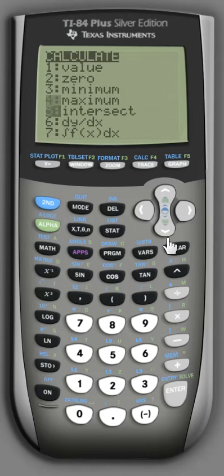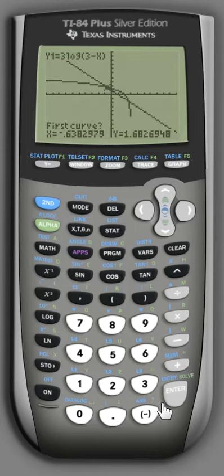Second, calculate the intersect, as long as I'm on one curve and then on the other one. Sometimes it's a good idea to scroll away just to make sure that it got both of them. And then guess where it looks like they cross, 2.73. So you can find solutions that way by putting the left and right hand side of your equation in as two separate graphs, finding out where they're equal.